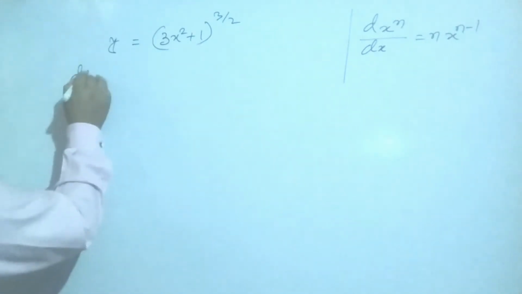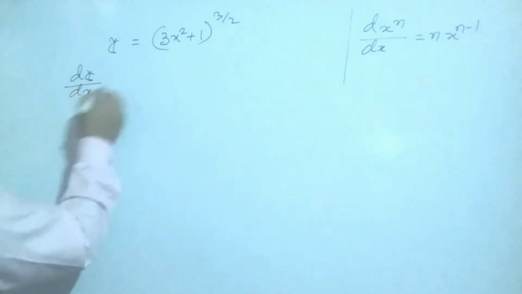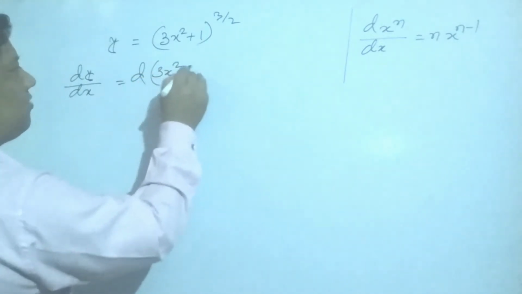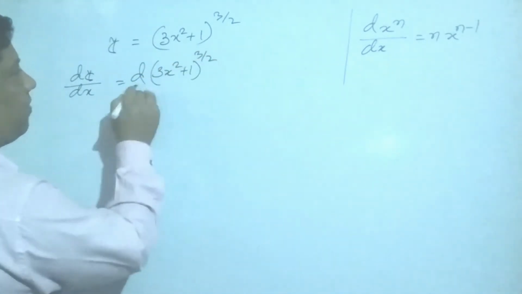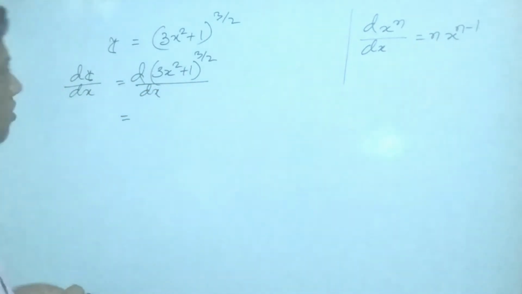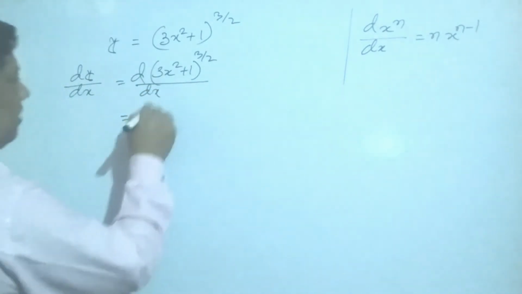I have to differentiate, and the sign will change. dy by dx again equals 1 times b. I have to interchange 3x squared plus 1 power 3 upon 2, any row or column, dx. Now, my students, you have to differentiate this part, R1. Interchange, that's R2. Why you have to do like this.